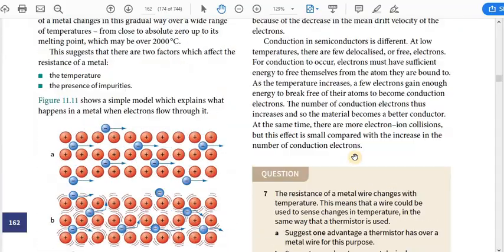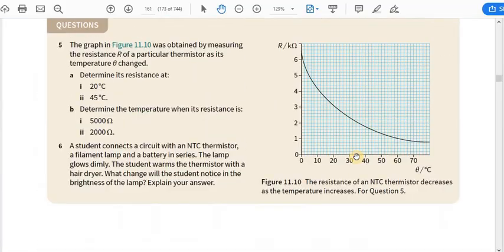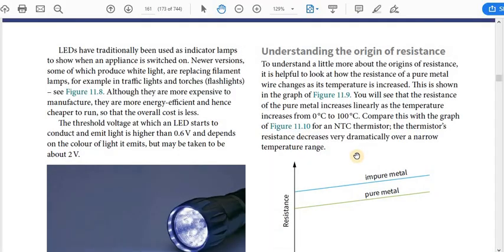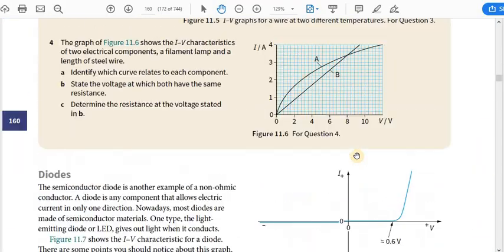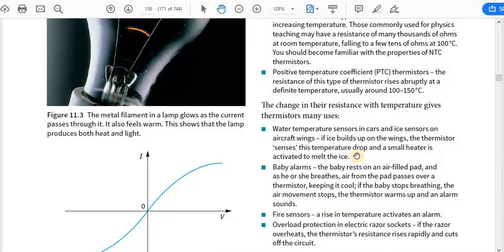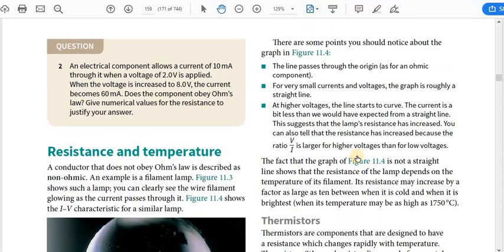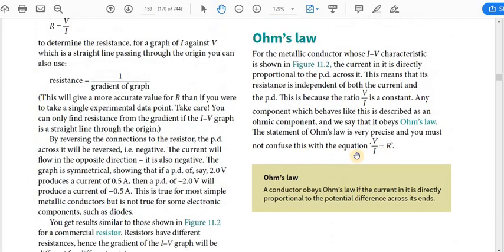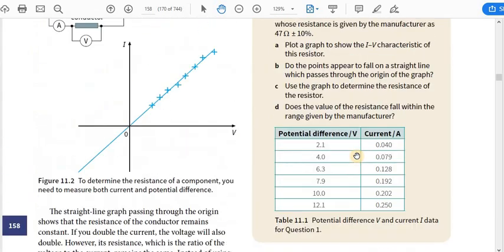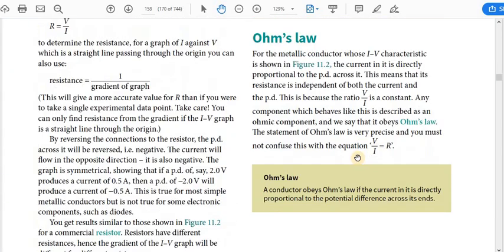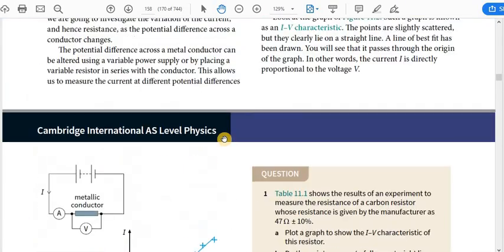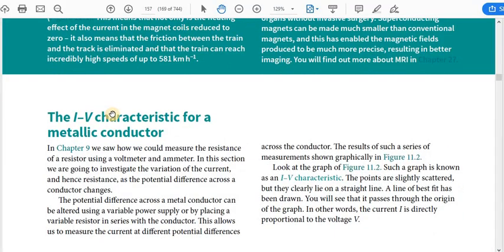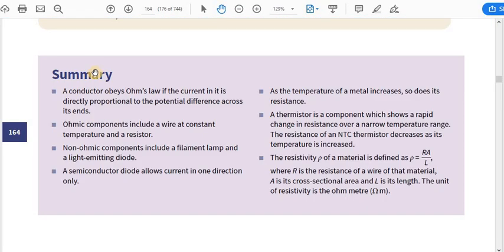Okay, we went through all of this. I don't think we missed anything here. LEDs we went through. This also we discussed in detail. About thermistors also we discussed in detail. Resistance and temperature, Ohm's law. Then the gradient of the graph also we learned. Then we come to the very first page of this. Okay, we went through the whole chapter, and it seems like we have covered everything.